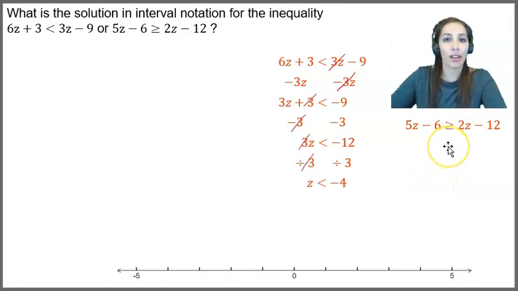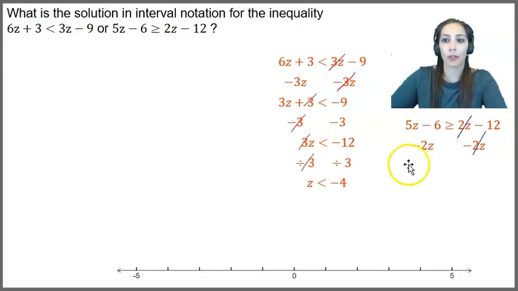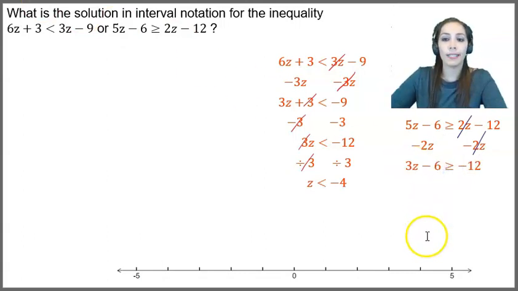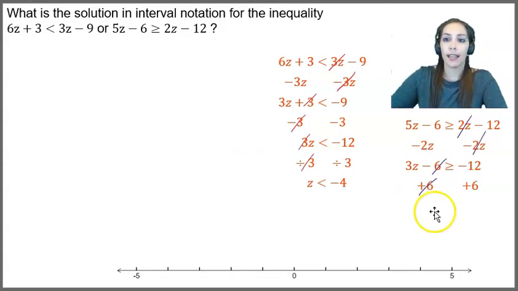So again, I want the variables on one side, numbers on the other. So I'm going to start by moving the 2z over to the other side. The 2z's will cancel out on the right, and that leaves me with 3z minus 6 greater than or equal to negative 12. From here, I'm going to move that 6 over to the other side. Those will end up canceling on the left, and I have 3z greater than or equal to negative 6.